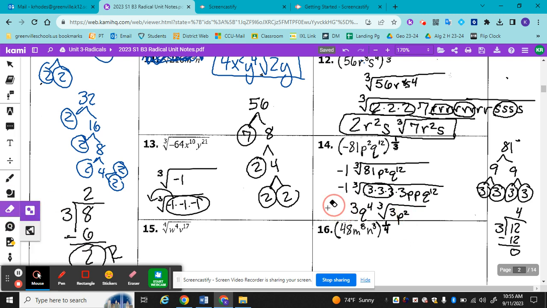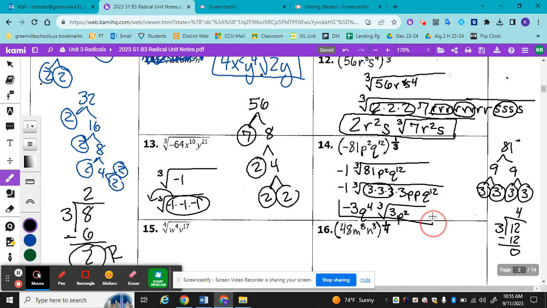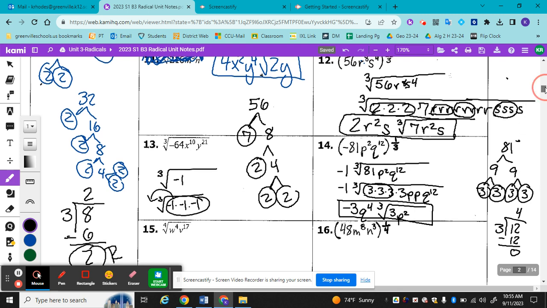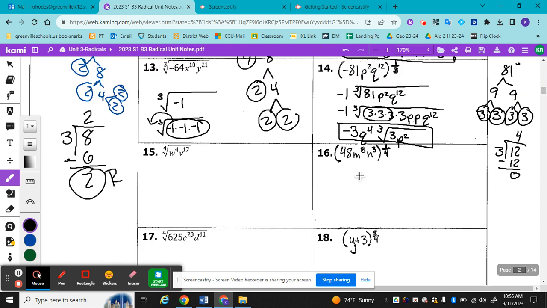Let's simplify that. Negative 3. Okay. 12 is divisible by 3. That's why there's no q's left underneath. All right, 2 more.